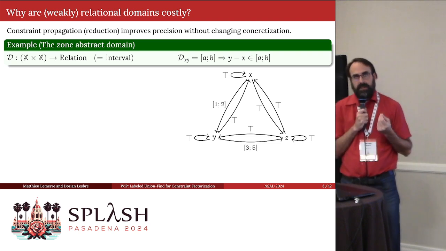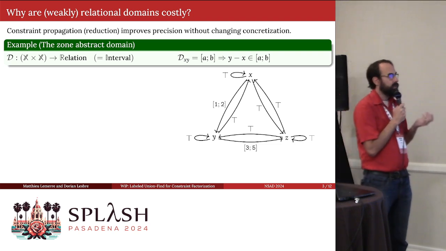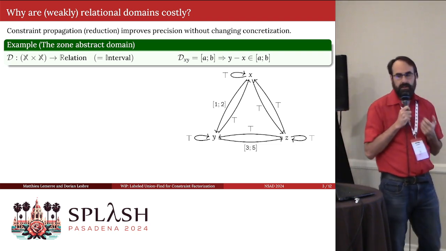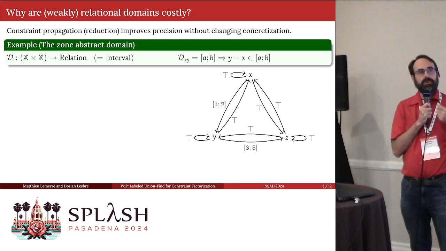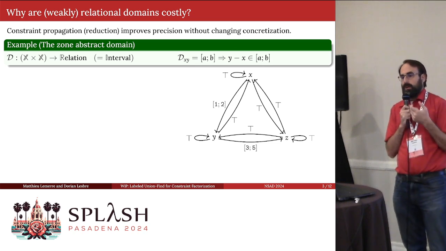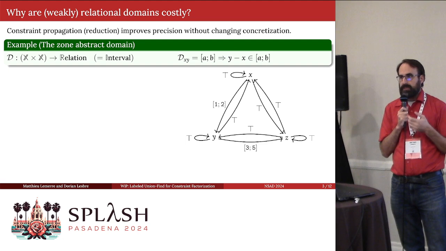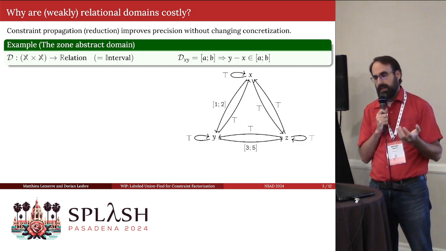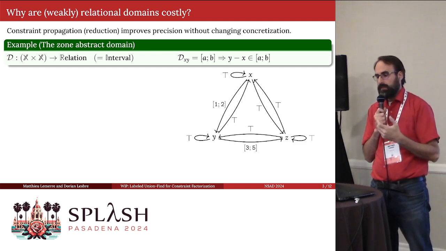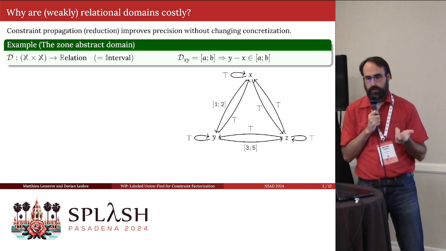Now I want to explain why these weakly relational domains are already very costly, and I think one of the main problems is an operation which is called constraint propagation or reduction. So the idea of constraint propagation is to improve the precision of your abstract domain without having to change the concretization, the set of values that it represents.